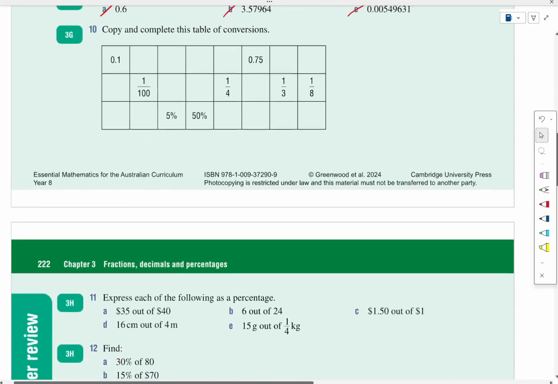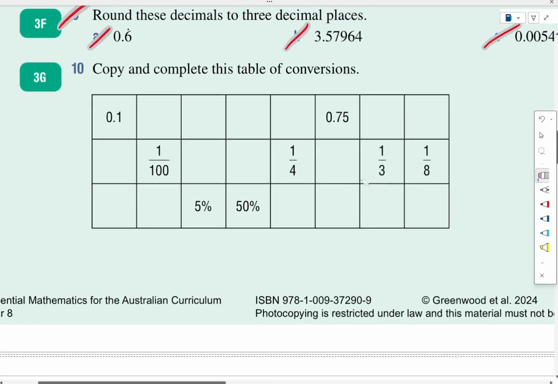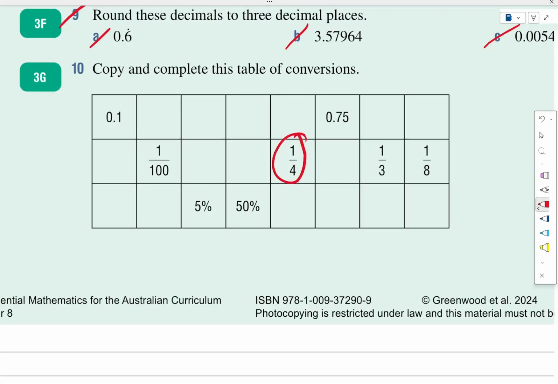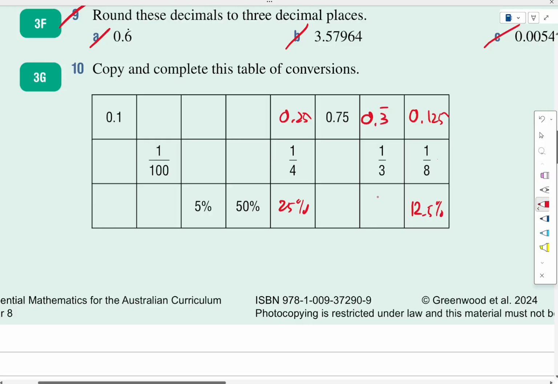Now, conversion. Tell me the strategy for these. Let's say for this one, do you have to do the decimal place? What's the decimal? 0.25. And what's the percentage? 25%. Pretty easy. How about this one? 16.5%. 0.1625. Not quite. Oh, wait. 125, which means 12.5%. How about 1/3? 0.3 recurring. And 33.3 recurring.